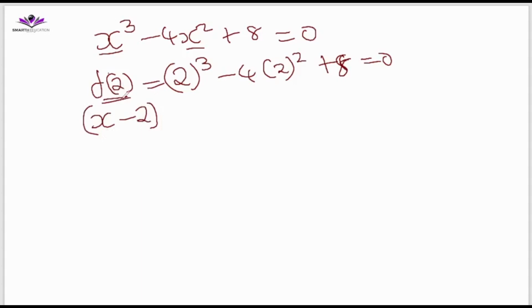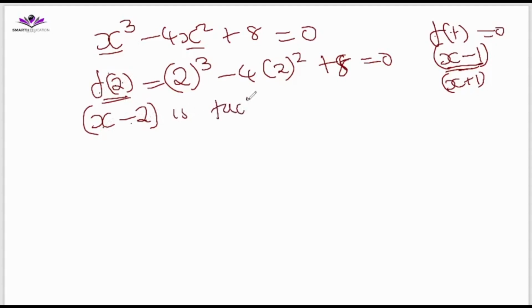Okay, please take note of the change in the sign. The first one, f of 1 gave us 0, so x minus 1 was a factor. If f of 1 gives you 0, then x minus 1 is a factor. If f of -1 gives you 0, then x plus 1 will be the factor. So here we have f of 2 giving us 0, so it means x minus 2 is a factor. Now we need to find the other factors.